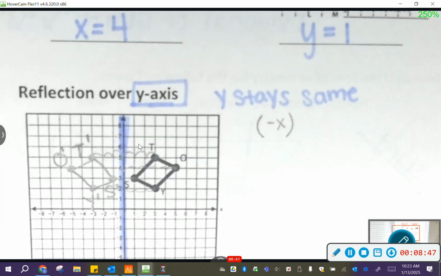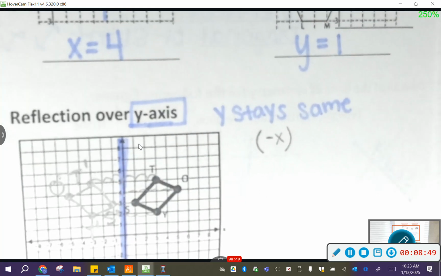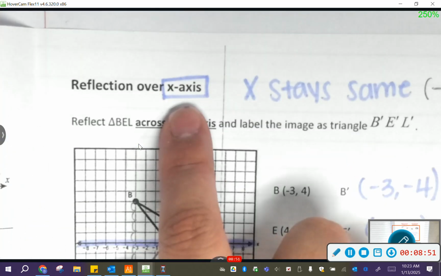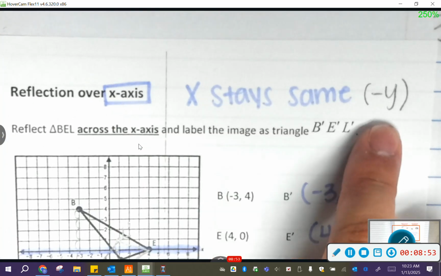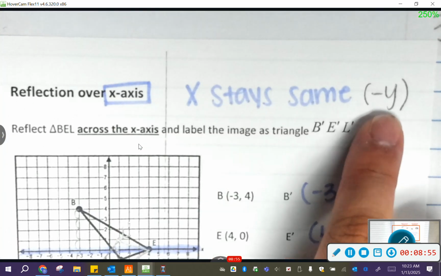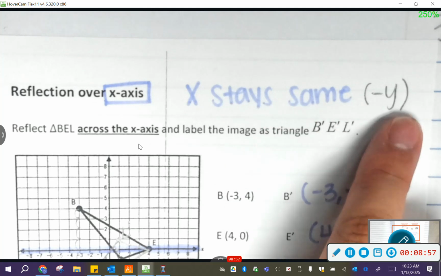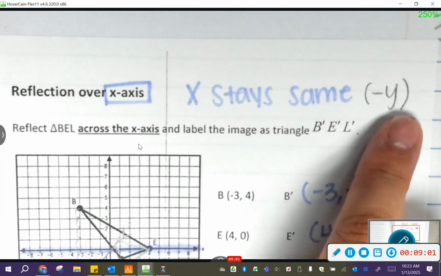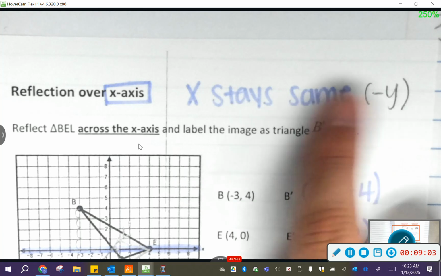On the other side, what do you think is going to happen when we reflect over the x-axis? Y stays the same, or x stays the same. Put negative y right there, please. If you do not have that written down, please write that down.